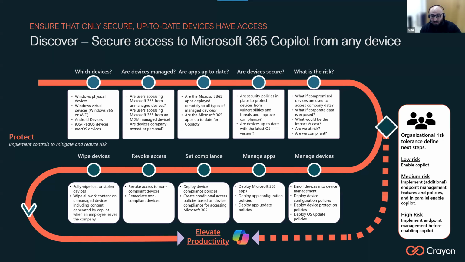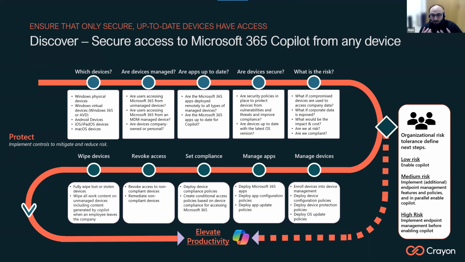So also the third point is apps. Are apps up to date? Are your Microsoft 365 applications deployed remotely to all types of managed devices? That will help you to ensure consistent access and functionality beyond deployment. So it is critical to verify your Microsoft 365 apps, or your customer's apps, are current with the latest version, especially given the rapid evolution of Copilot features, which often require updated application builds to function correctly and securely.